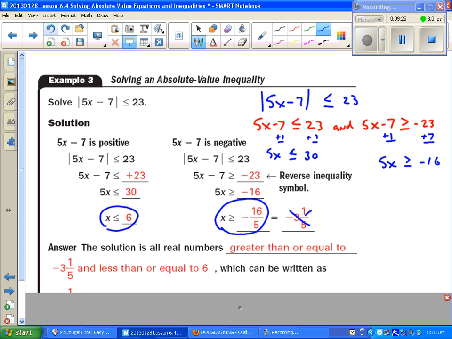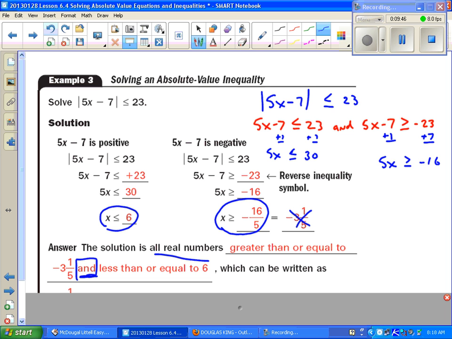Again, you don't need to make it into a mixed number form. So your solution is going to be all real numbers, that's just talking about everything we're dealing with, greater than or equal to negative 16 over 5. And, again, because it was a less than inequality from the beginning, it is an "and" inequality.